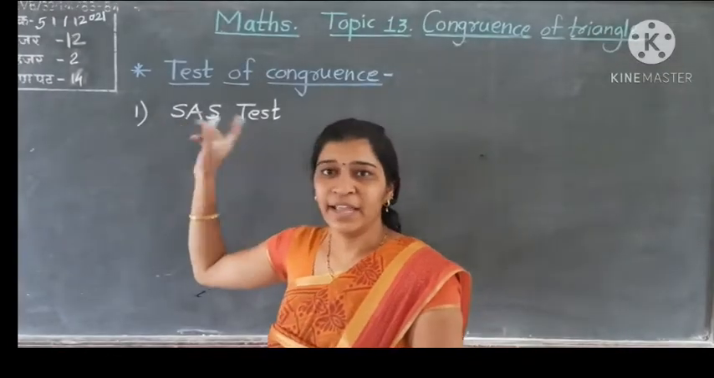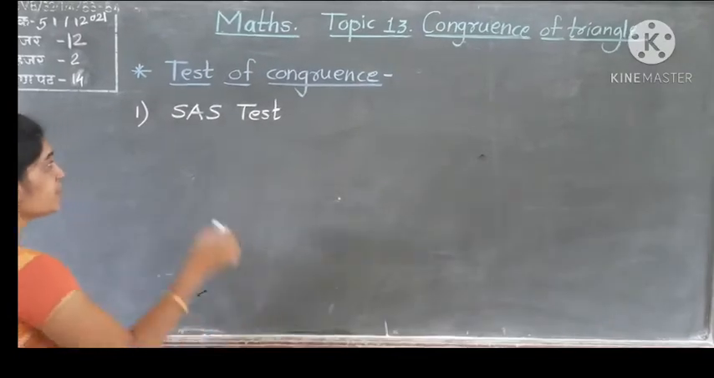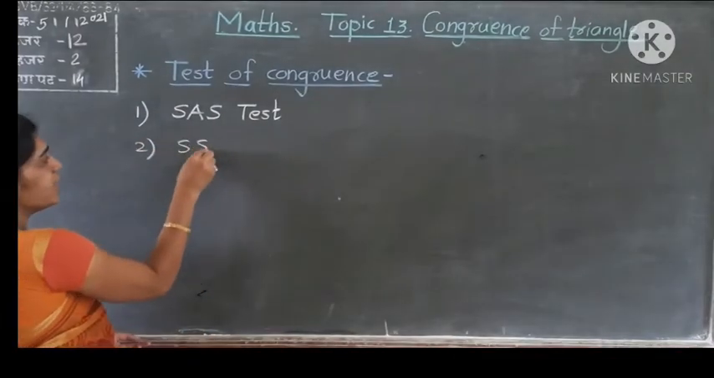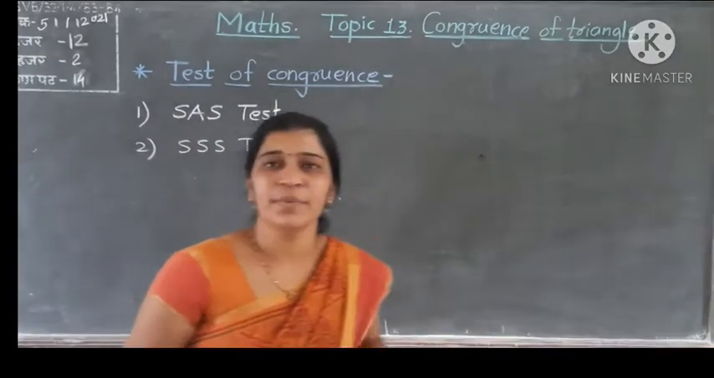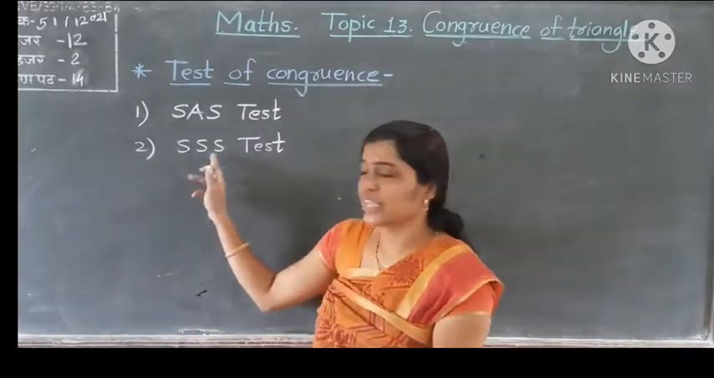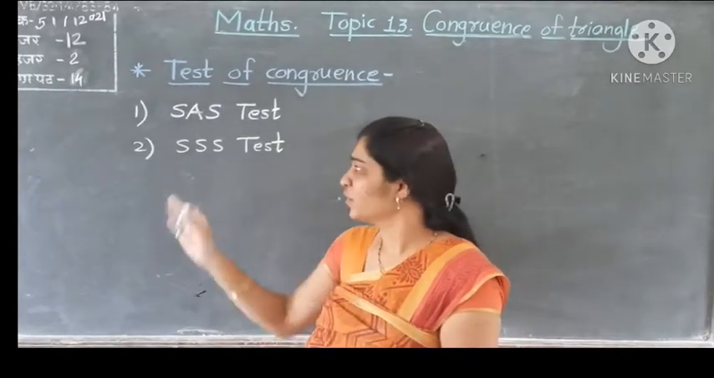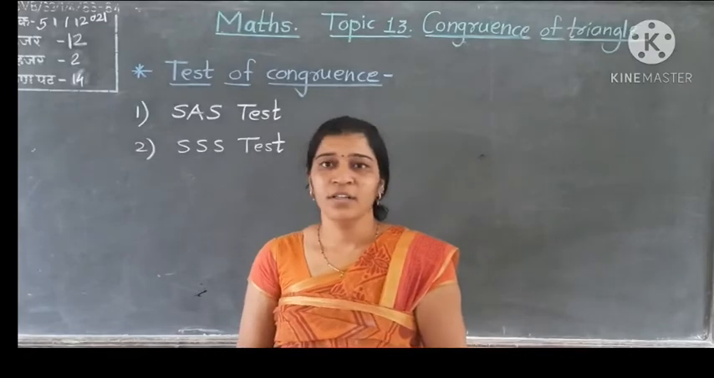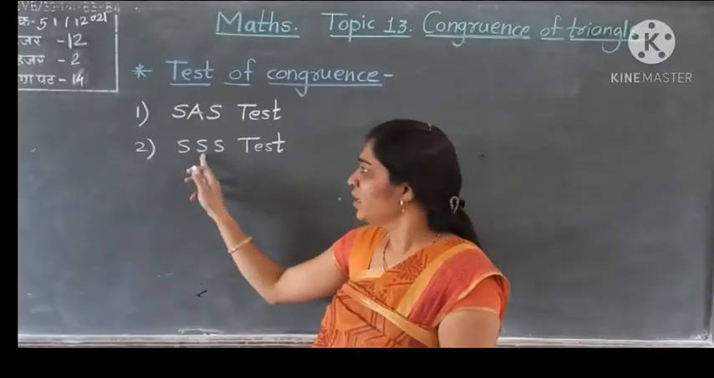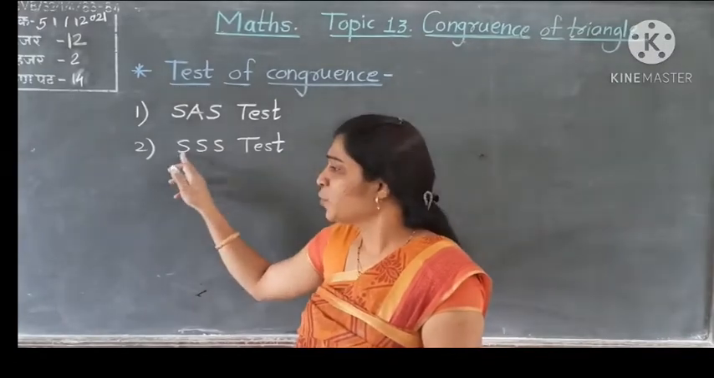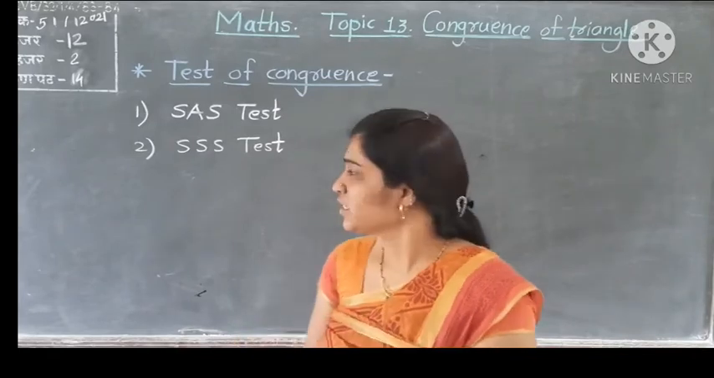The angle between the two sides, remember that. Second test we had seen is the SSS test. What is meant by the SSS test? Three sides of one triangle are congruent with corresponding three sides of the other triangle. We define that as: if three sides of a triangle are congruent with corresponding three sides of the other triangle, then we call it the SSS test.